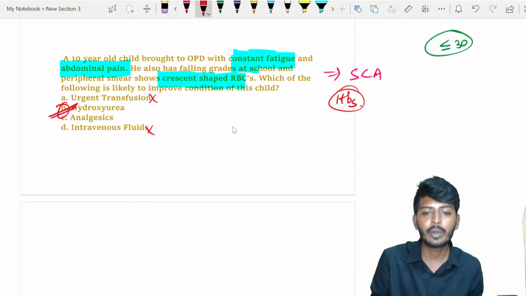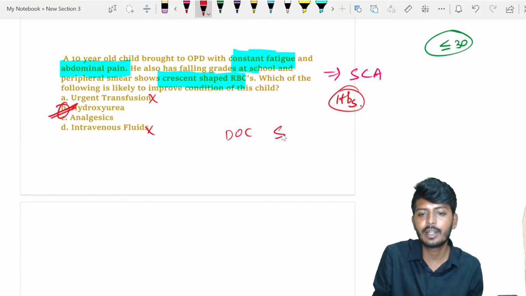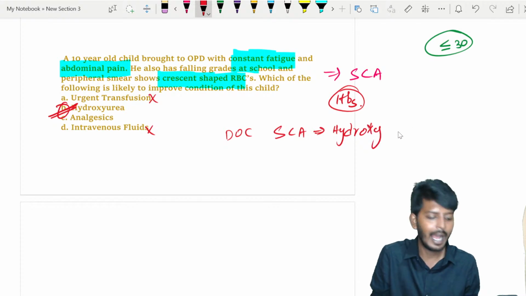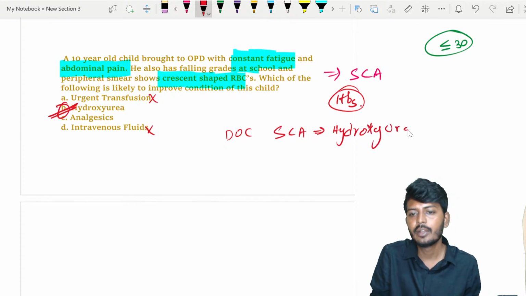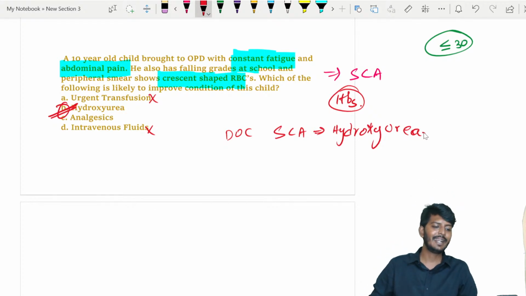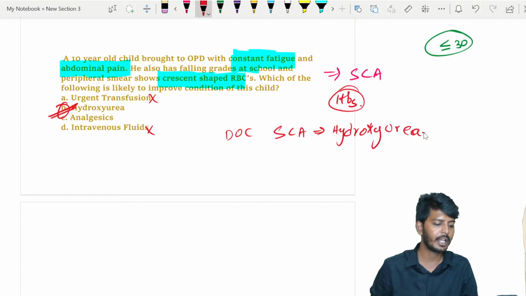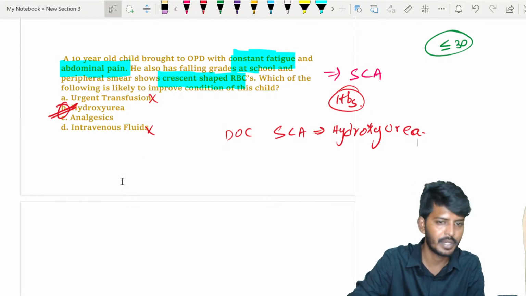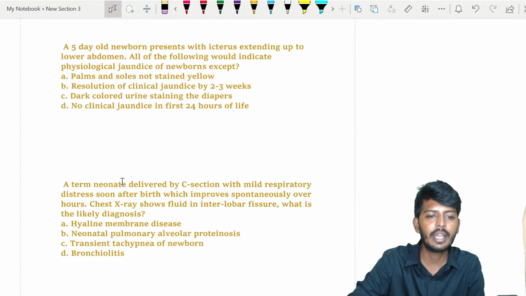If they ask you the drug of choice for sickle cell anemia, again the treatment will be hydroxyurea. Very good answer, hydroxyurea. So don't get confused. This is a clear-cut question. Hydroxyurea is the best option. Let's go to the next question.